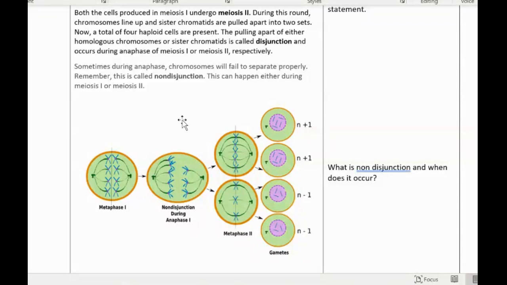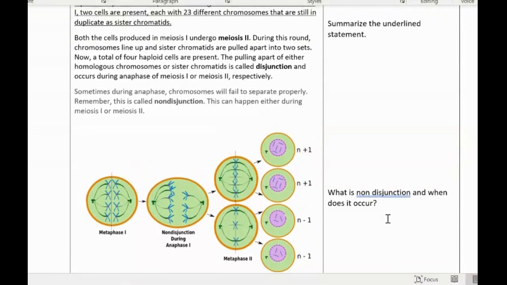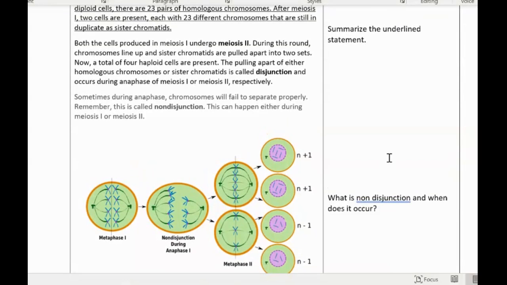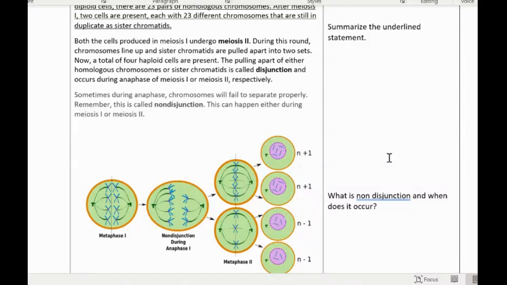So here you have a diagram of two gametes having too many chromosomes, and then 2 gametes not having enough. Both cells produced in meiosis 1 undergo meiosis 2. During this round, chromosomes line up. Sister chromatids are pulled apart into 2 sets, and a total of 4 haploid cells are present. Here it says that the pulling apart of either homologous chromosomes or sister chromatids is called disjunction, and it occurs in anaphase of meiosis 1 or meiosis 2.